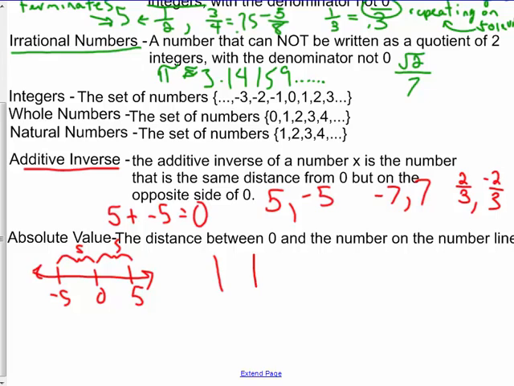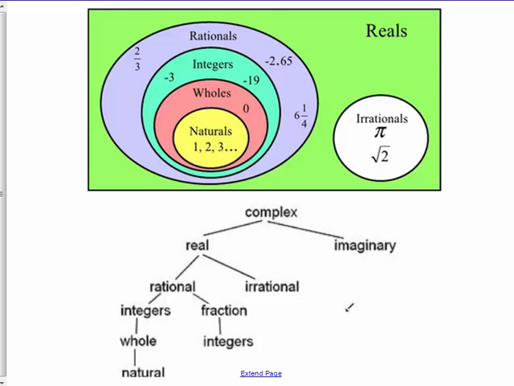Since we are talking about distance, it will never be negative. We say that the absolute value is non-negative. So the absolute value of negative 5, the distance negative 5 from 0, is 5. The absolute value of 5 is 5. 5 is that far away from 0. So that's what we think of. We think of distance away from 0.